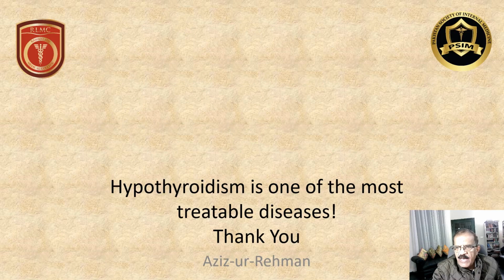This brings us to the end of the second lecture on treatment of various types of hypothyroidism: primary hypothyroidism, secondary hypothyroidism, subclinical hypothyroidism, hypothyroidism in the elderly, and hypothyroidism in pregnancy and other conditions. I hope this was useful. I would end with this statement: hypothyroidism is one of the most treatable diseases, so I think intelligent handling is required.